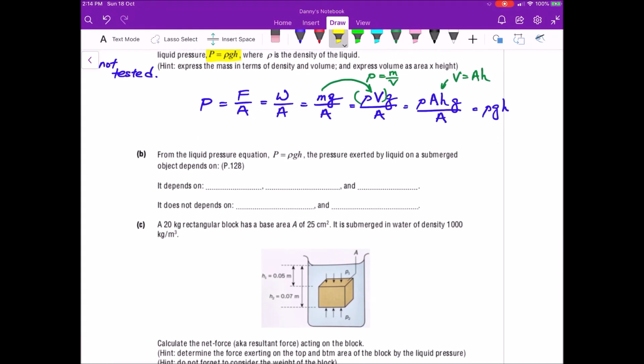Now from this formula, what you need to remember is P equals rho g h. This is not for solids, this is for fluids only, that means liquid or gas. If you look at this formula, you will notice that the pressure exerted by your liquid or fluid depends on only three things: the density of the fluid, the gravitational strength, not gravity, but the gravitational strength.